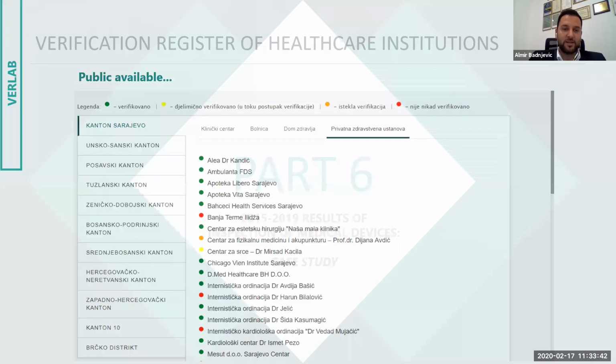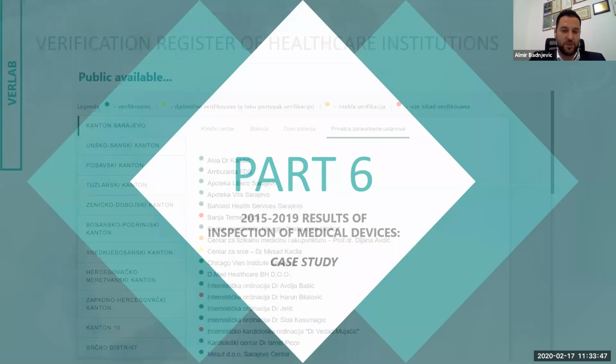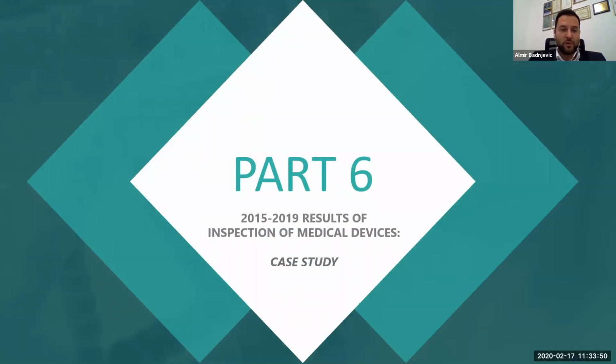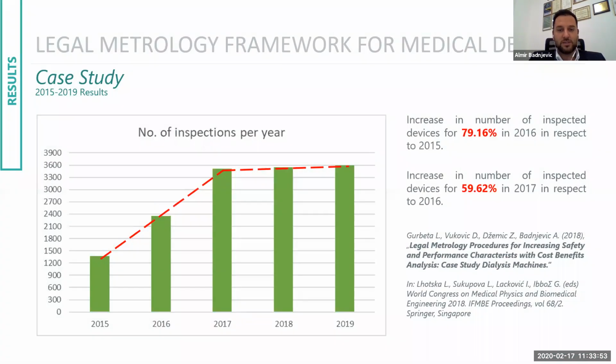So this is in fact the online register, additional to the database, which is the result of this measurement. In part six, I want to show some of the case study results. When we started the measurement in 2015, you can see we had around 1,200 devices per year. When we check 2016 with respect to 2015, we can see that we had a 79% increase in the number of inspected devices.